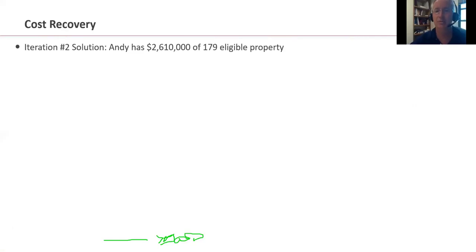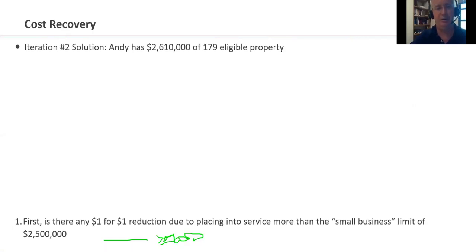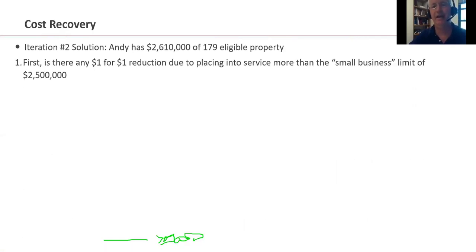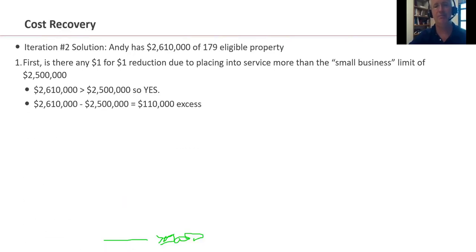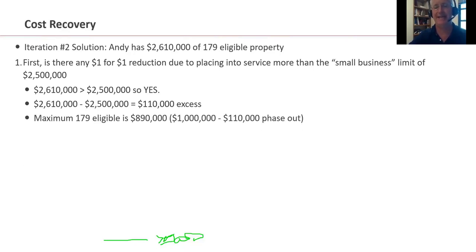So Andy has $2.61 million of 179 eligible property. Is there any dollar-for-dollar reduction due to placing more than the small business limit of $2.5 million? The answer is yes. How much more? Well, he's got excess of $110,000. The 179 rules say what you do then is you have to reduce your million by the $110,000 that is phased out. Therefore, the maximum 179 Andy can take in this iteration is only $890,000.